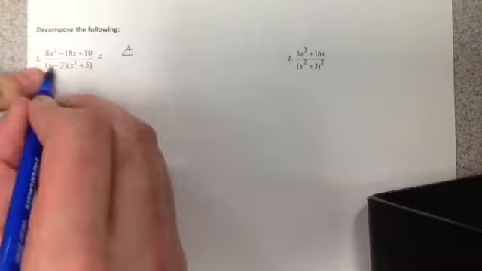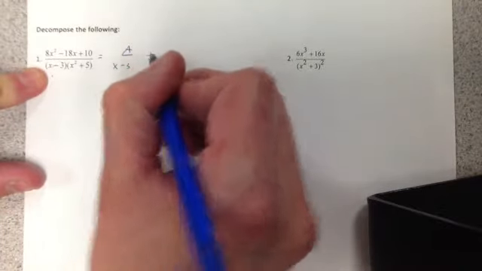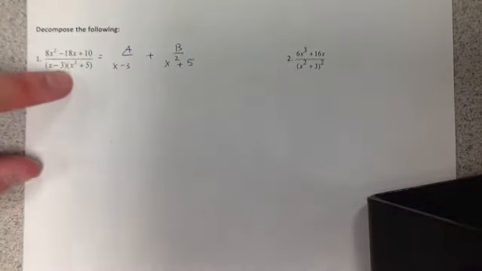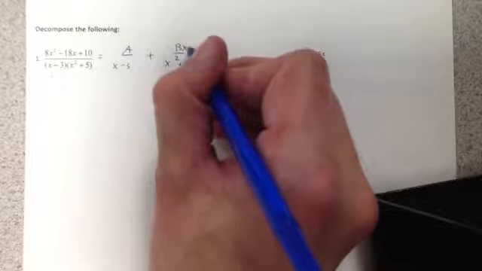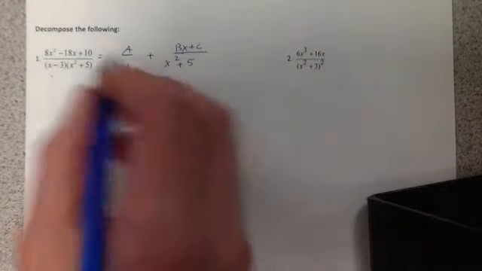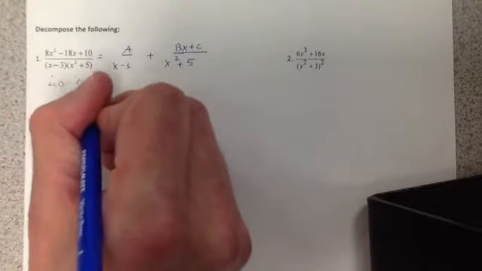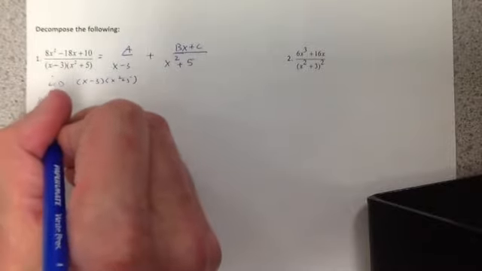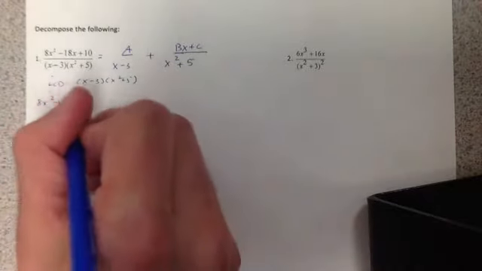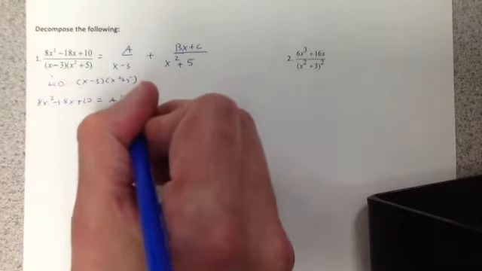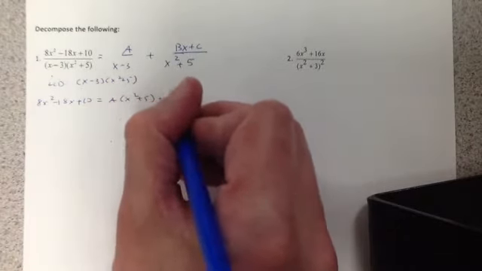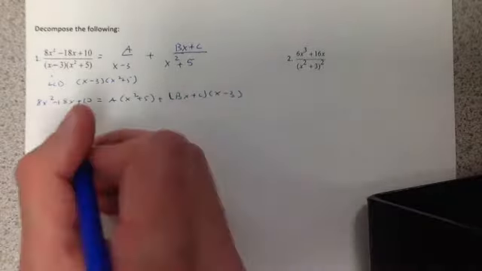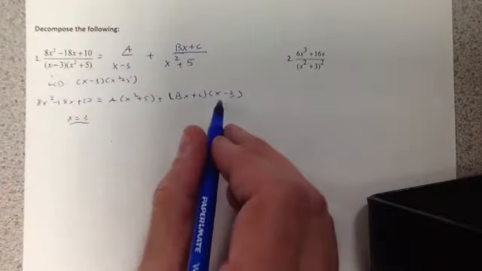So this becomes a, this is my linear term, x minus 3, plus b, and this of course becomes x squared plus 5. Whoops, because of the square, though, we should go bx plus c. There we go, sorry about that. Multiply by your LCD. That's going to be x minus 3, x squared plus 5. So we get 8x squared minus 18x plus 10 equals a times x squared plus 5 plus bx plus c times x minus 3.